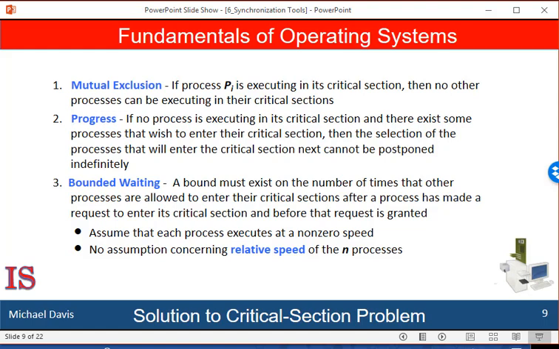Other kernel data structures that are prone to possible race conditions include structures for maintaining memory allocation, for maintaining process lists, or for interrupt handling. It is up to the kernel developers to ensure that the operating system is free of such race conditions.